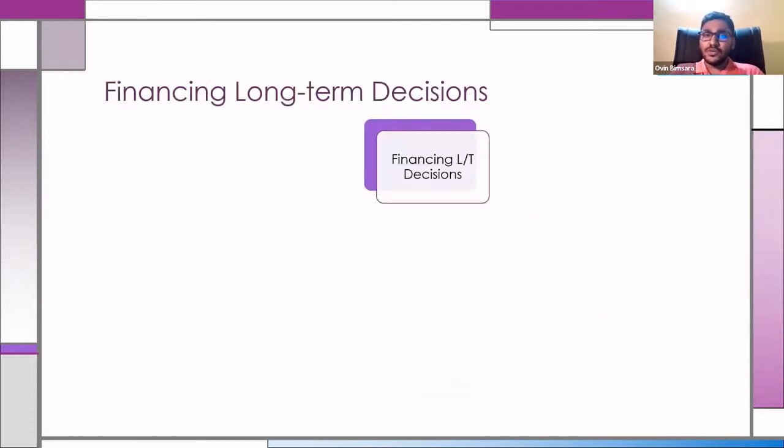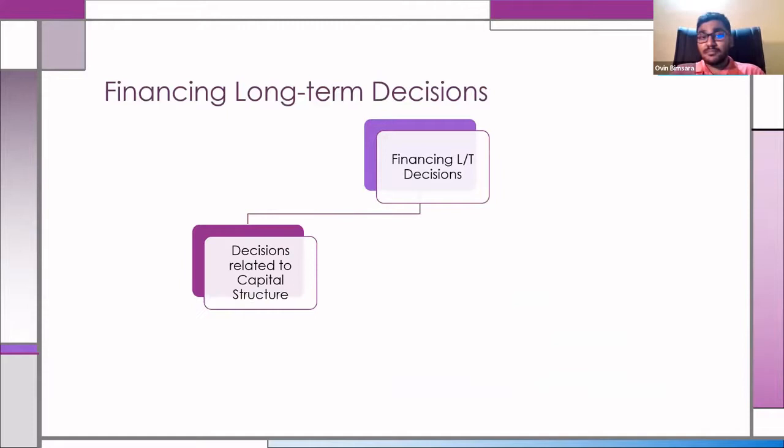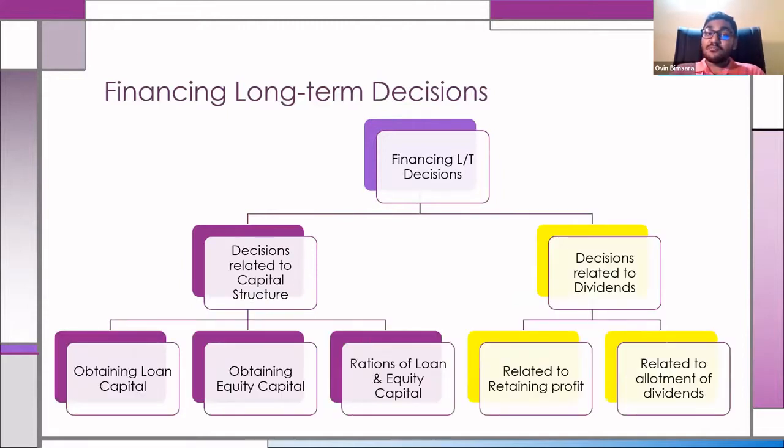So we'll look into the financing long-term decisions first. When it comes to financing long-term decisions, we are talking about decisions related to the capital structure and decisions related to dividends. The capital structure comprises the debt component and the equity component, and when we are giving returns to the shareholders, it will fall under dividends.